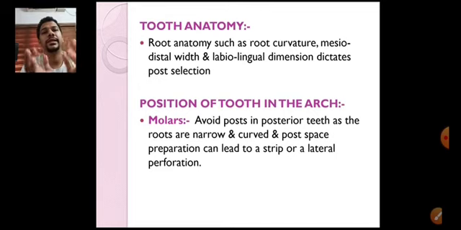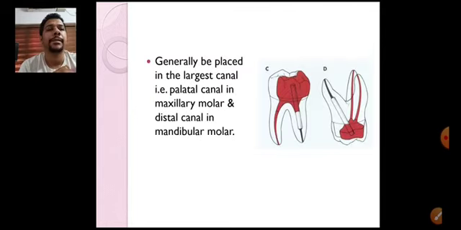Then you should see where the tooth is located, because in cases of molars, some roots may be narrow or curved, and it's always better to avoid such a tooth, because it can cause either perforation at the apex or perforations laterally. Both will result in failure of the post and core.